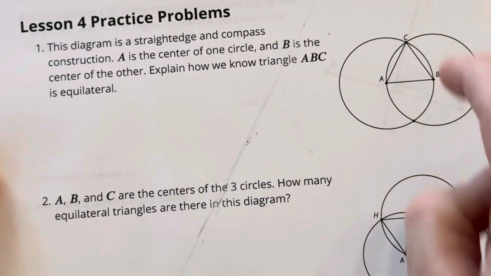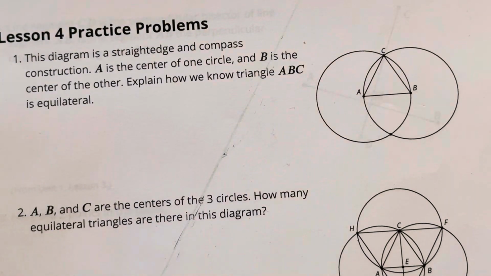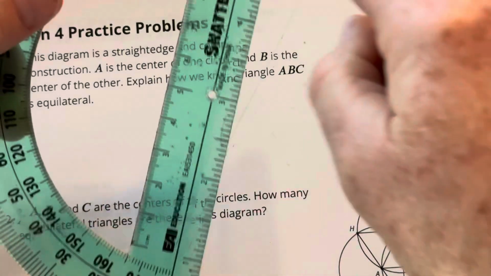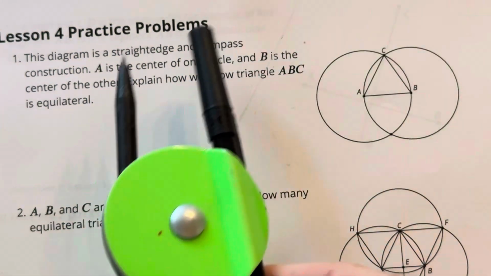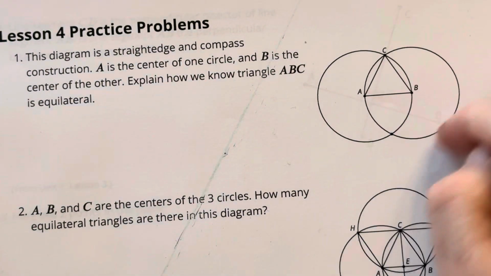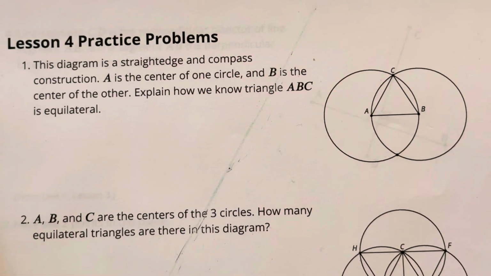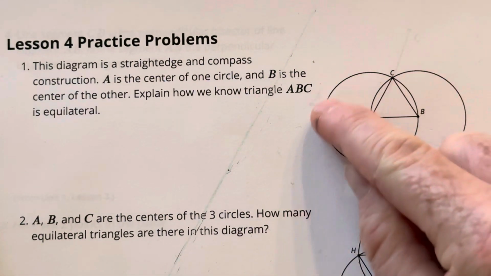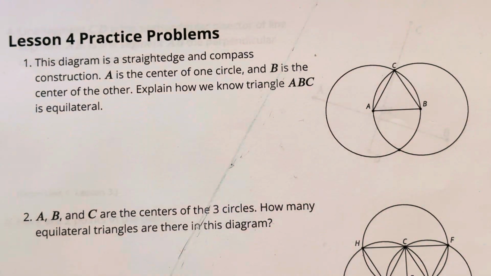Number one, this diagram right here is a straight edge and compass construction. That just means they used compass for the circle and straight edge for the line segments. A is the center of one circle. B is the center of the other. Explain how we know that triangle ABC is equilateral.